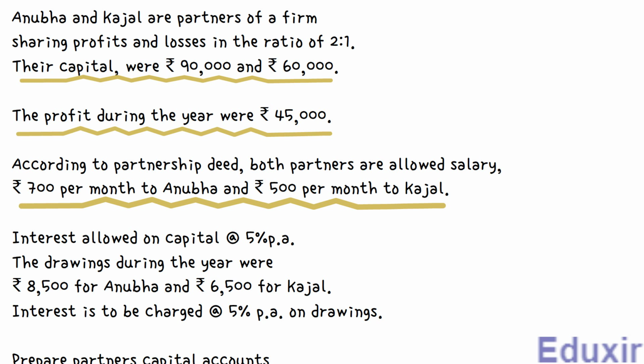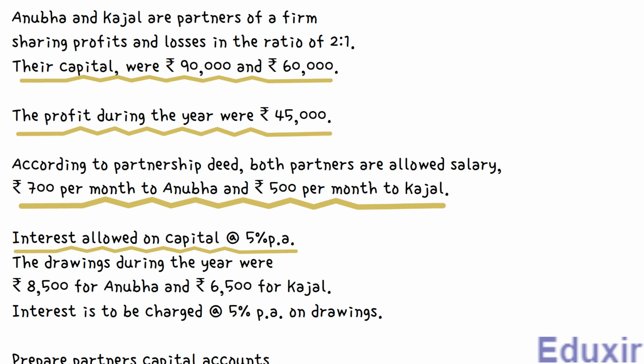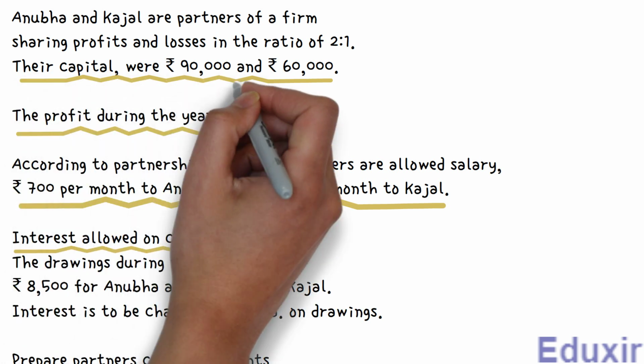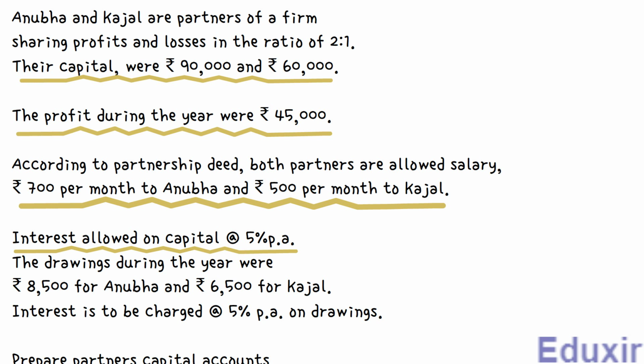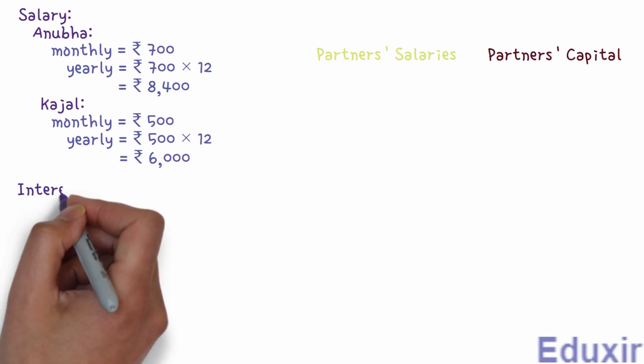Let's now consider the next transaction. The next statement in the problem is regarding the 5% per annum interest on their capital. Just to remind you, their capitals are 90,000 rupees and 60,000 rupees. On these capitals, we have to calculate the interest. So, in working notes, let's first write the header interest on capital.